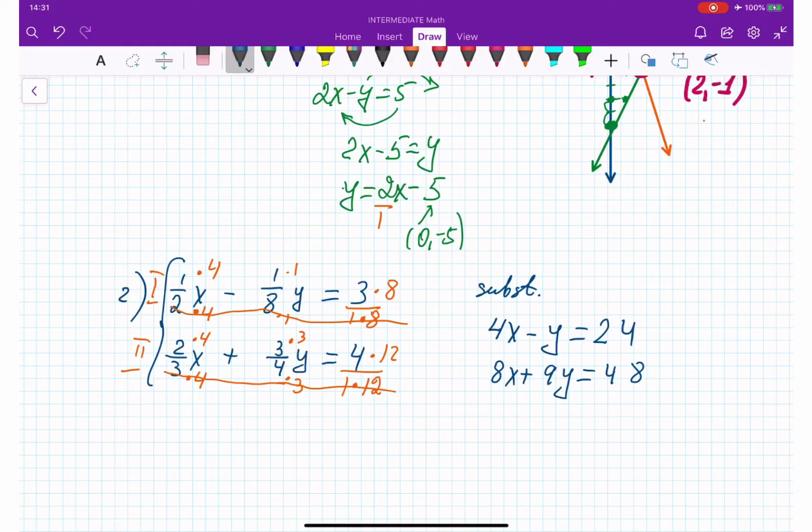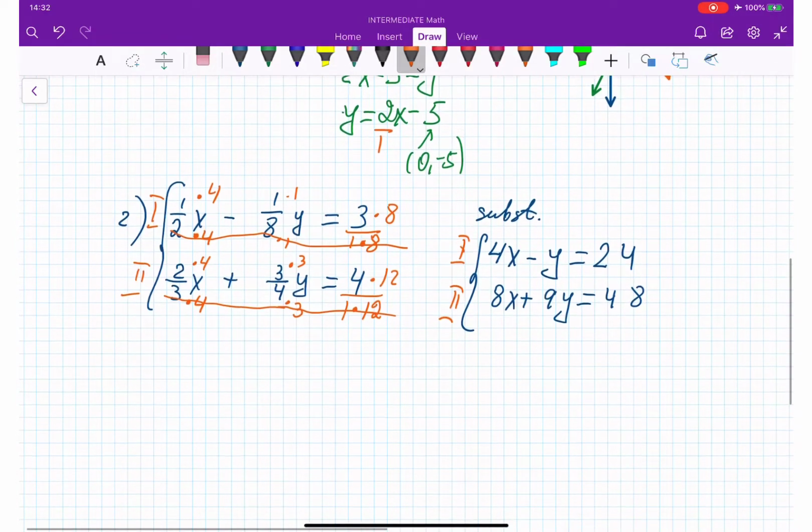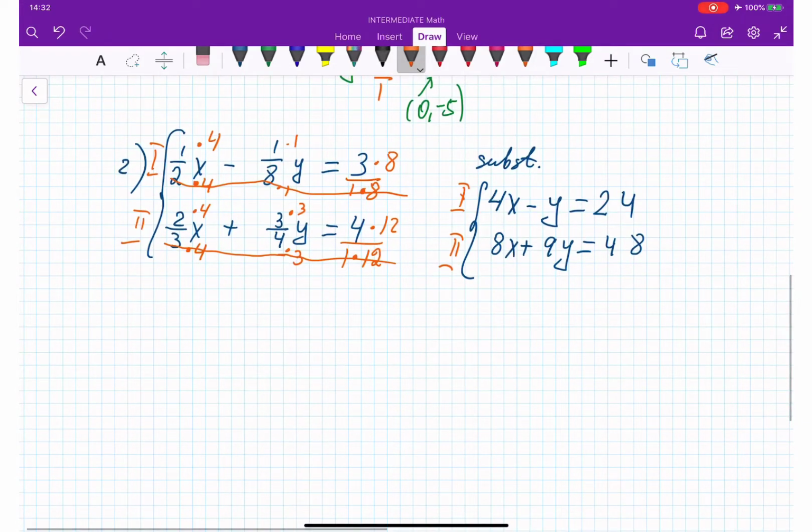Okay, so what we are going to do with the method of substitution here, I'm going to find y from the first equation. Why? Because it's easy for me, since it's only y, there's no coefficient. So what am I going to do from the first equation? Let me write it down here.